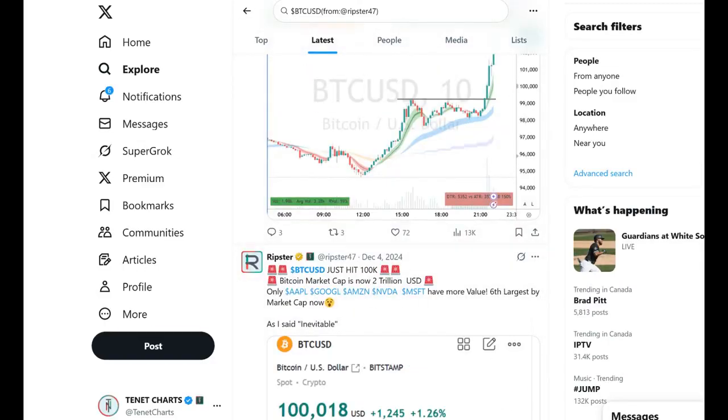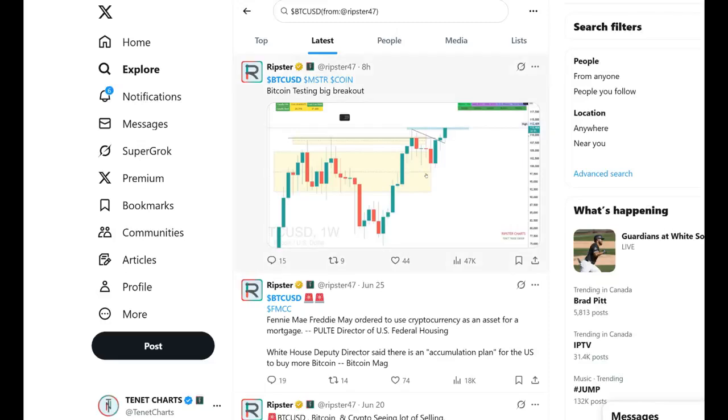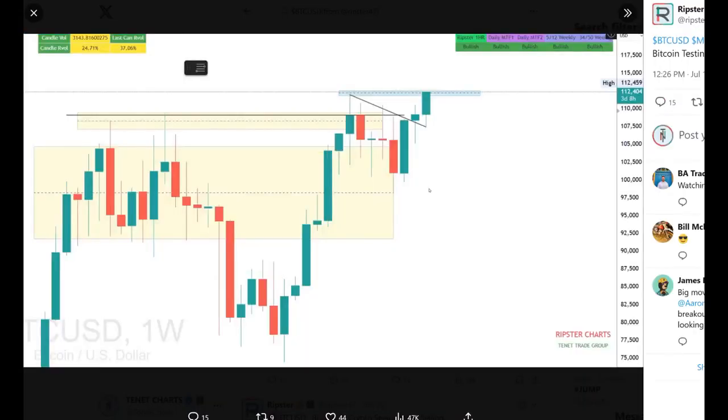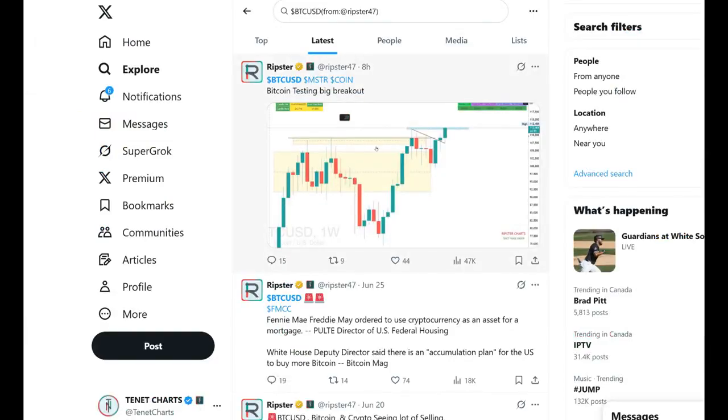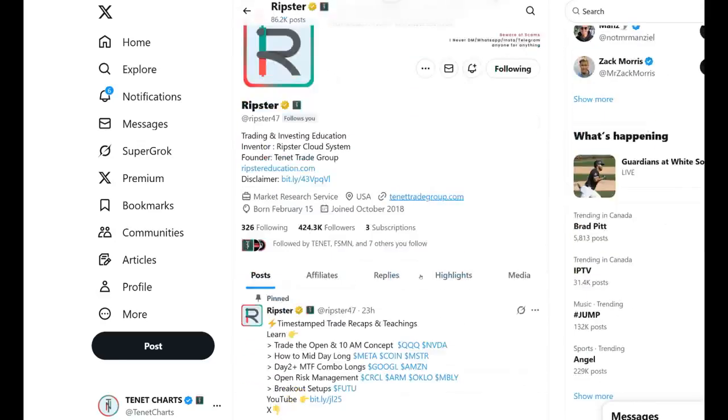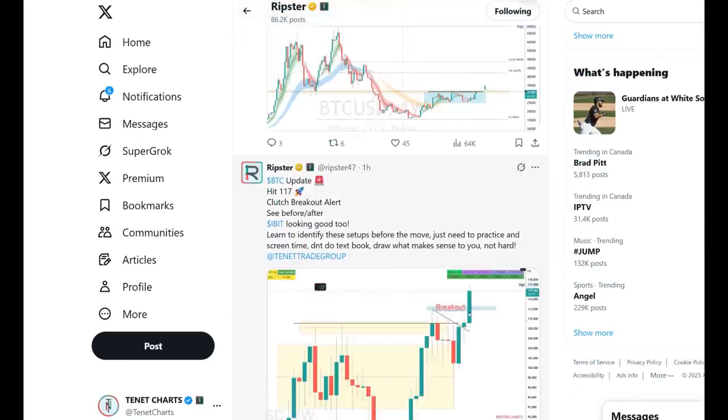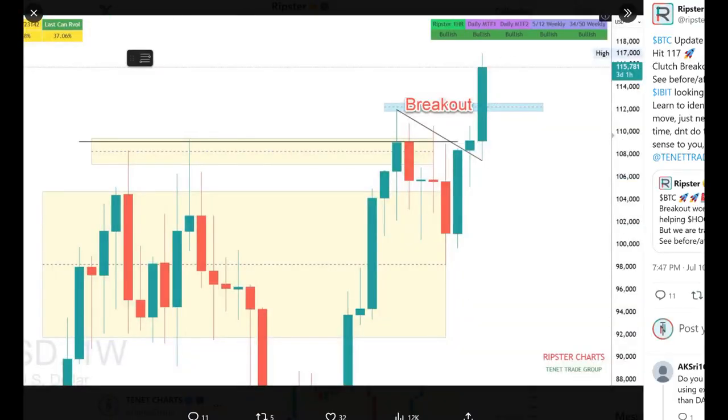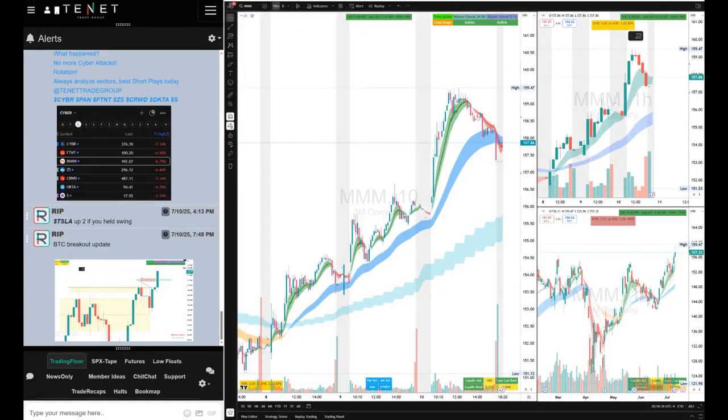So what did I say today? This morning, I posted that Bitcoin is testing a huge breakout. You see carefully, right? 112,000. Draw what makes sense to you. Do not draw textbook. So that's why I told the traders you can trade IBIT, you can trade the leveraged ETF. And if you look, what happens now is the breakout, right? We started right here at 112, we hit 117,000. And with that, you make money.